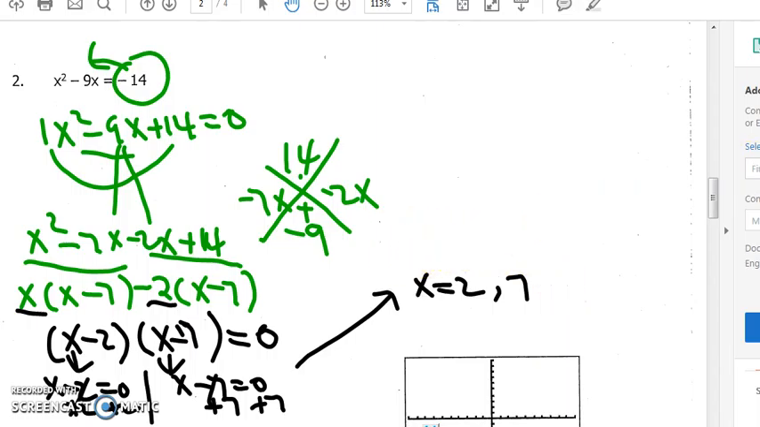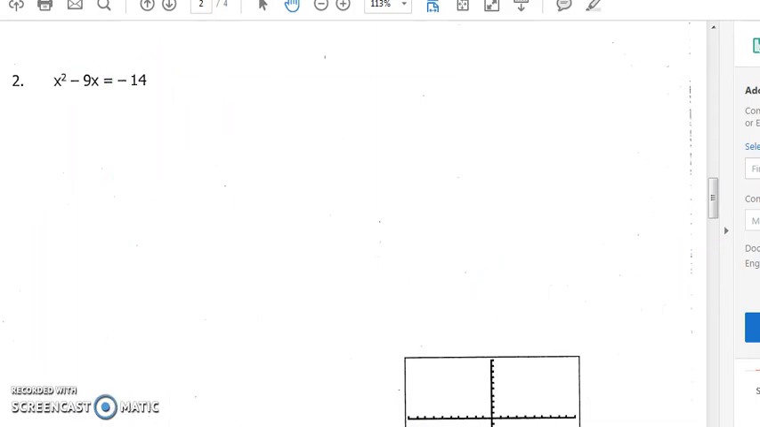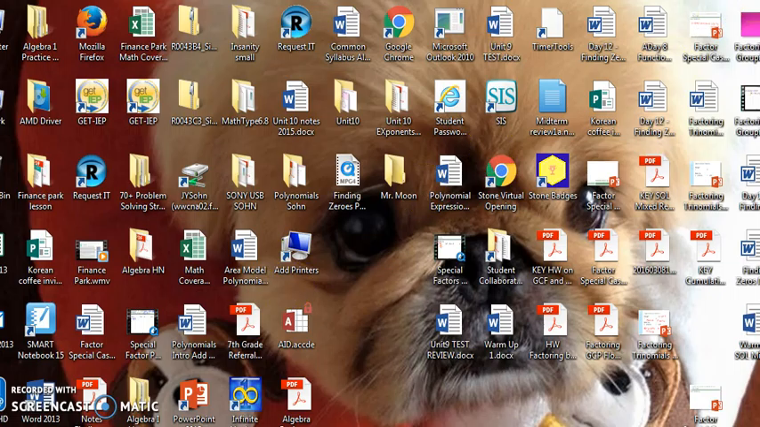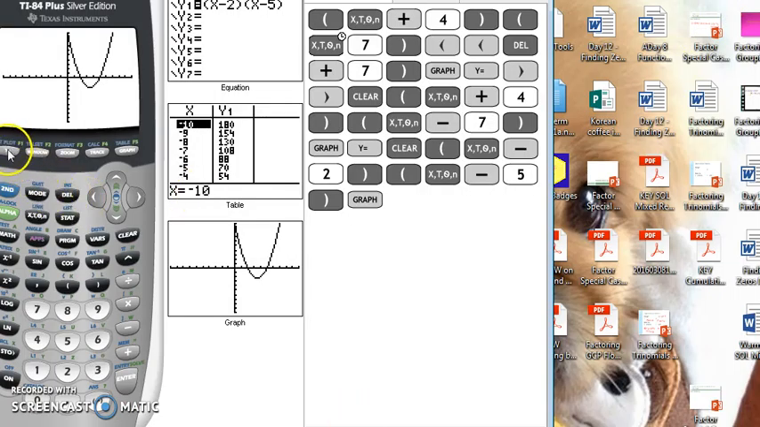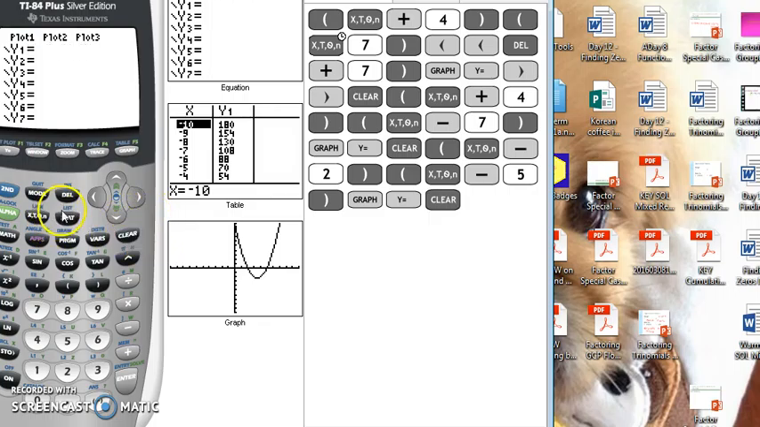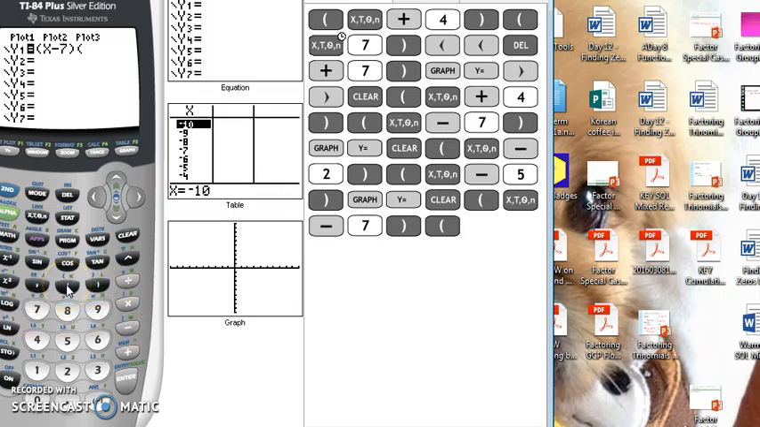So what you're going to do is go to your graphing calculator and type this in, this one right here. Your factor part, just that part, those two, x minus 2, x minus 7. So on your calculator, let's type that in. Go to y equal, clear, and then you're going to do parentheses, x minus 7, parentheses again, x minus 2. What you see is what you type, and hit graph.